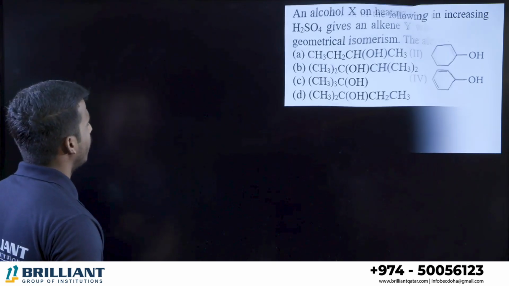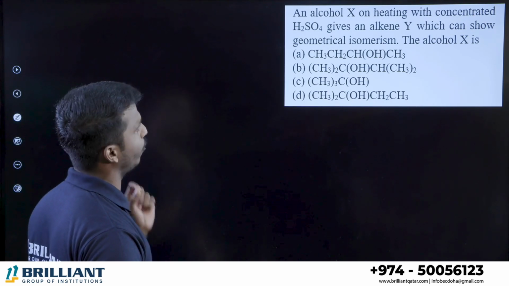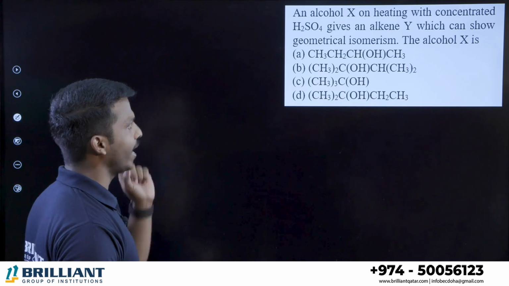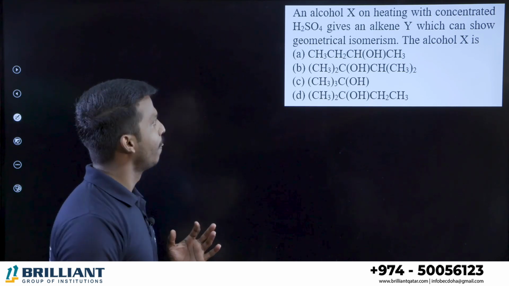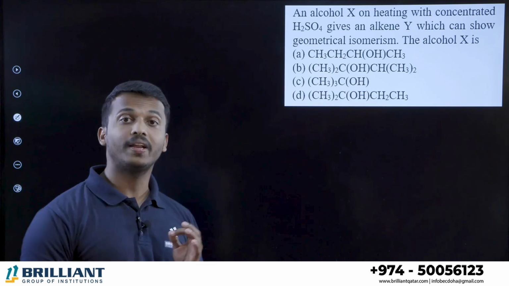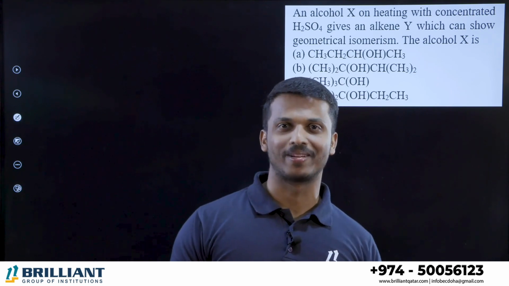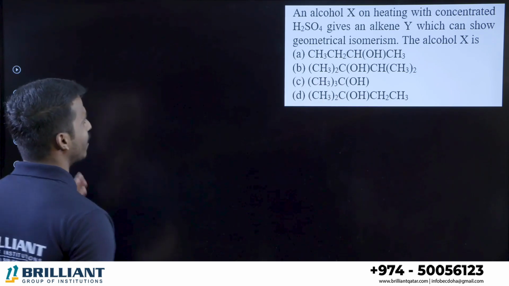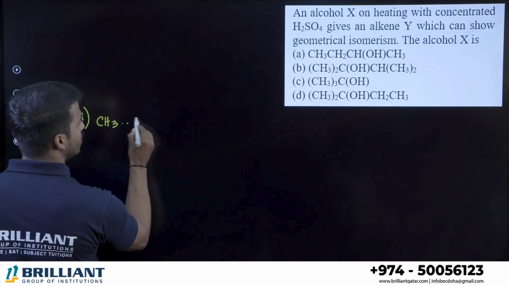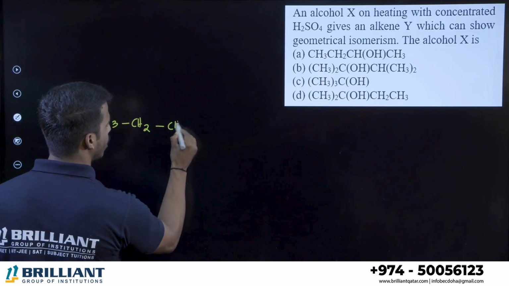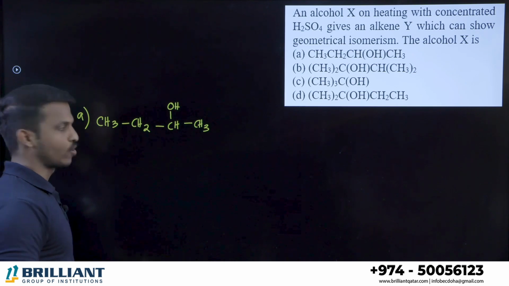Okay, next question. An alcohol X on heating with concentrated sulfuric acid gives an alkene Y. Of course, when an alcohol undergoes dehydration, you will get an alkene, which can show geometrical isomerism. What is geometrical isomerism? Cis-trans isomerism, correct? Let me try with compound A. What is compound A? CH3CH2CH(OH)CH3, correct? Butan-2-ol is the compound.